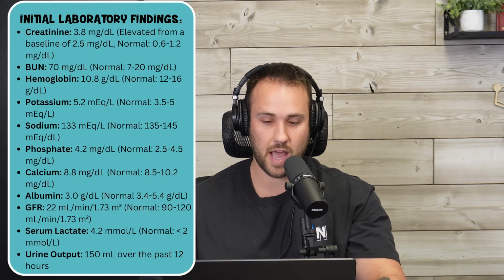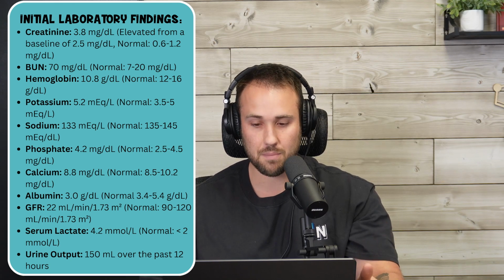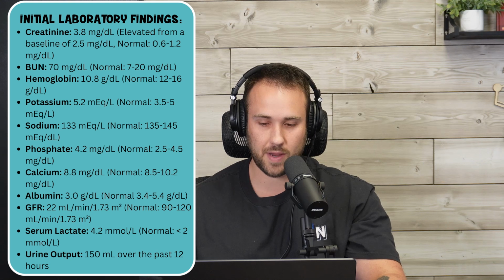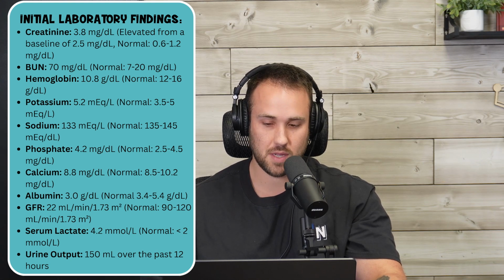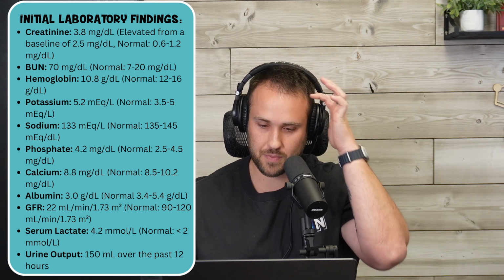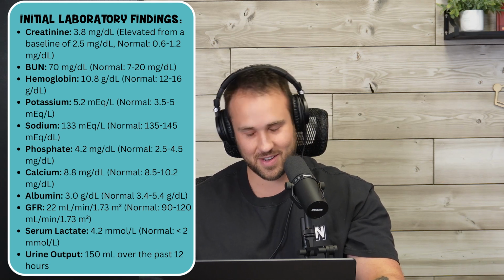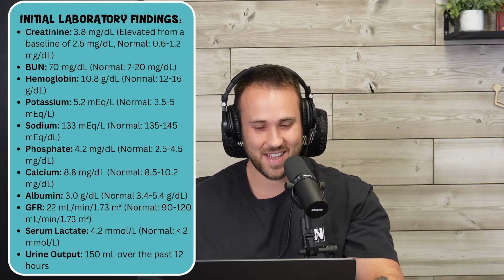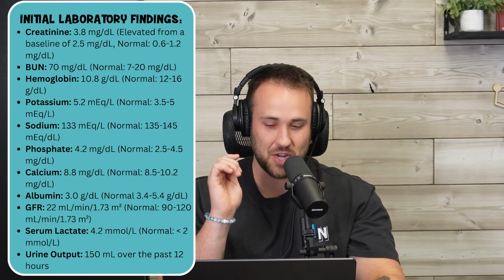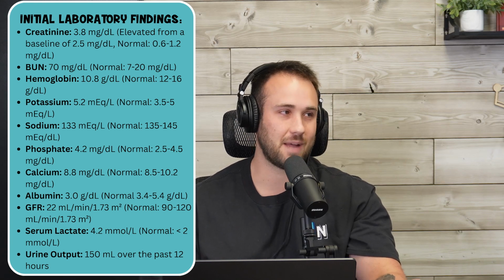We do some lab work and we get back the following. Creatinine of 3.8. That's up from a baseline of 2.5. BUN is 70. Hemoglobin, 10.8. Potassium is 5.2. Sodium is 133. Phosphate, 4.2. Calcium of 8.8. Albumin, 3.0. GFR of 22. That's not good. Serum lactate of 4.2, and her urine output is 150 mL over the past 12 hours. So she really is not urinating at all.